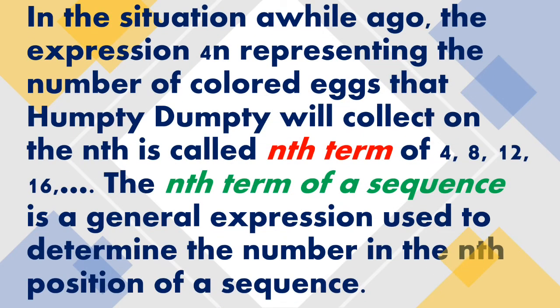In the situation a while ago, the expression 4n, representing the number of colored eggs that Humpty Dumpty will collect on the nth day, is called the nth term of the sequence 4, 8, 12, 16, and so on. The nth term of a sequence is a general expression used to determine the number in the nth position of a sequence.